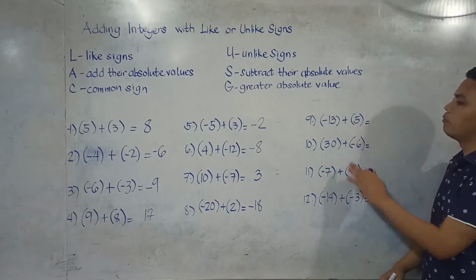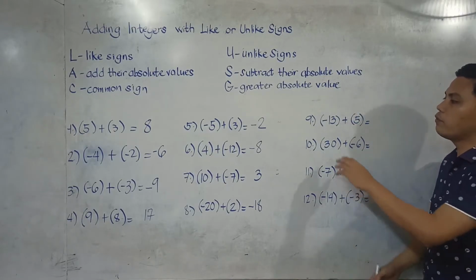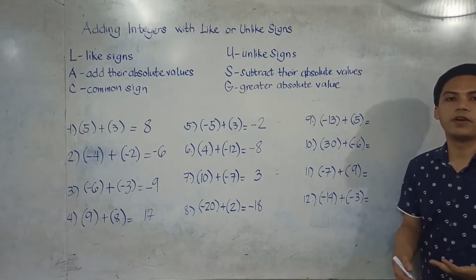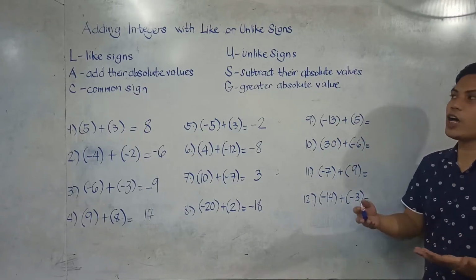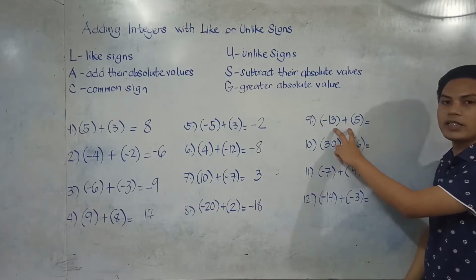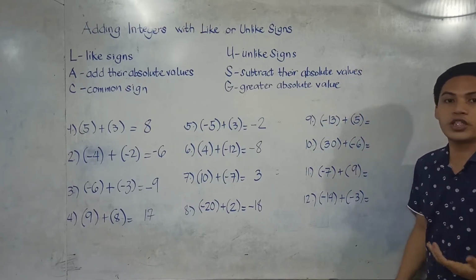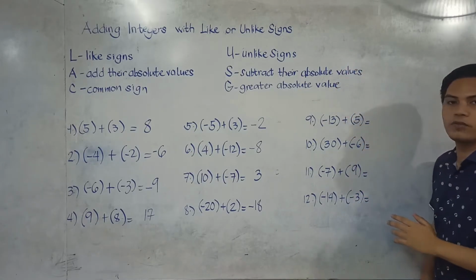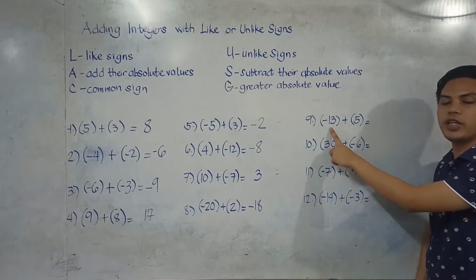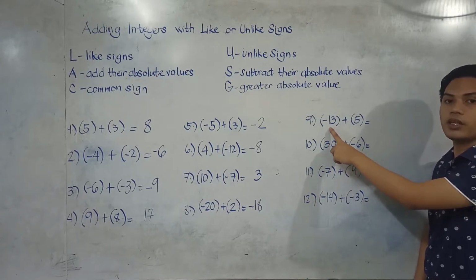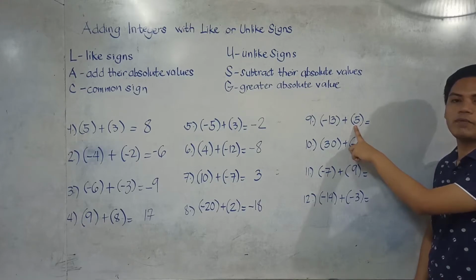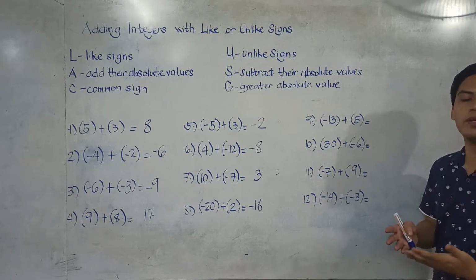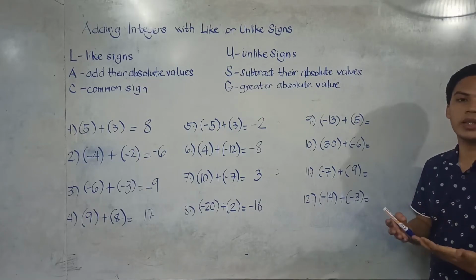Okay, let's have this one. Negative 13 plus 5. Or negative 13 plus positive 5. So, we're going to decide LOG or USG. So, since unlike signs sila, we're going to follow USG. Okay. Unlike signs, subtract their absolute values. Anong absolute value ng negative 13? That is positive 13. Ang absolute value naman ni 5 is positive 5. So, 13 minus 5 is equal to 8.